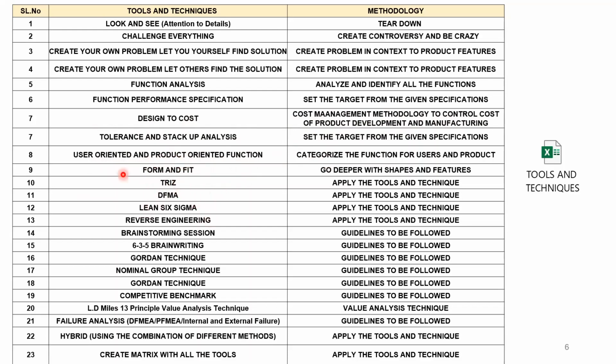TRIZ we can look for. With any process, anything can be changed. But still this is also applicable for a product. And DFMA, design for manufacturing and assembly. Yes, we can look for the DFMA. You can also look for some of the Lean Six Sigma tools, and apply these things as well.